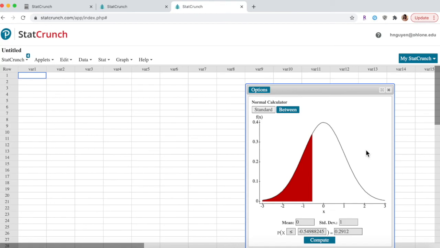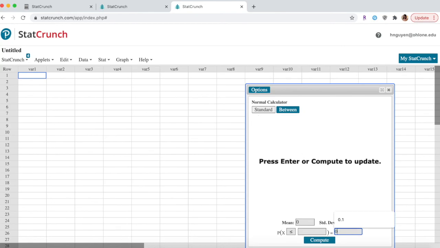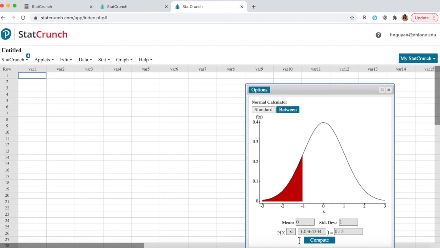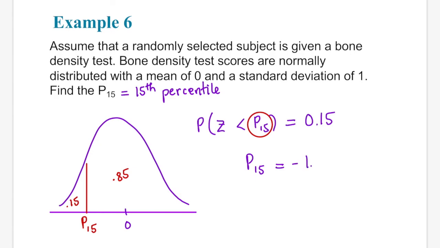In this example, I want to find the 15th percentile. My mean is still 0. My standard deviation is still 1. I have the probability of 0.15. I want the inequality to be less than. Compute. This is my answer right here. And I got negative 1.03643334. There was no instruction here, so these are the z-score, and I'm going to round it to 2 decimal places.